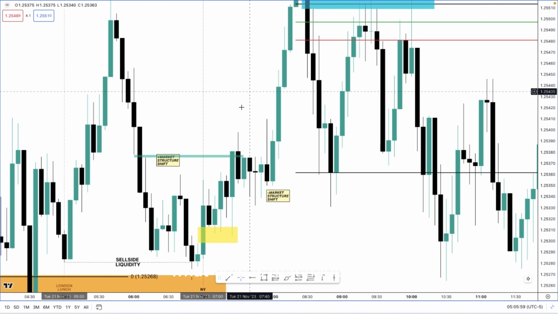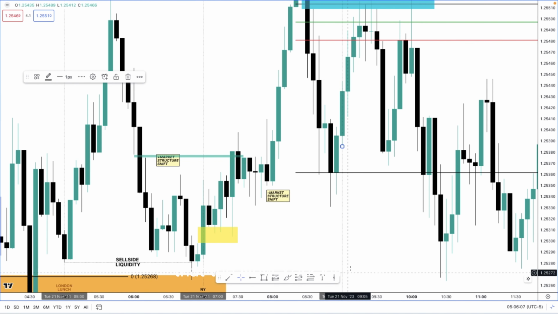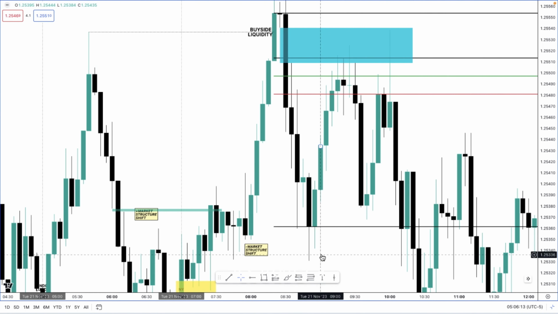What time is that happening? It's happening during the New York kill zone from 7 a.m. to 9 a.m. That's the New York kill zone. The New York session, however, is far longer than that. So the kill zone is from 7 a.m. to 9 a.m. That's the New York kill zone.